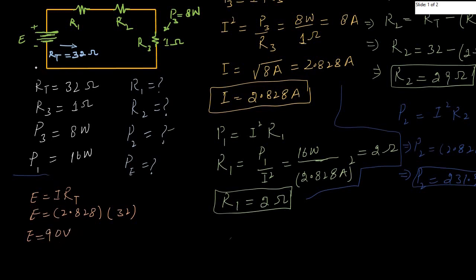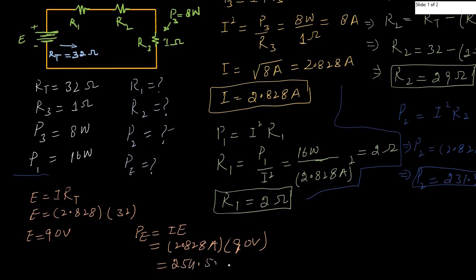As we know, the equation for the power delivered by this DC voltage source is PE, which is equal to I times E. I is given to us, which is 2.828 amperes, while E is 90 volts. So the total power delivered by this DC voltage source is 254.52 watts. 254.52 watts of power is delivered by this DC voltage source.